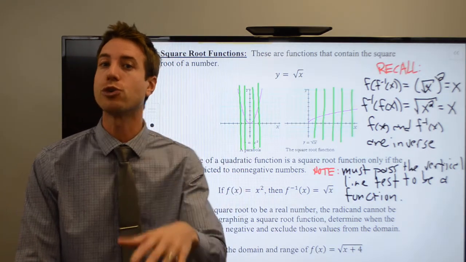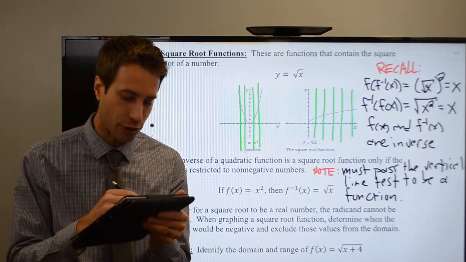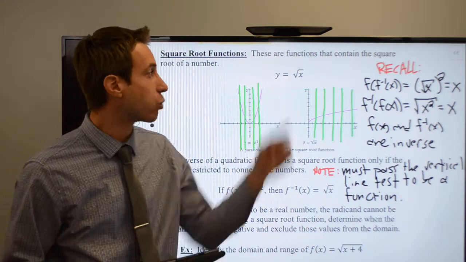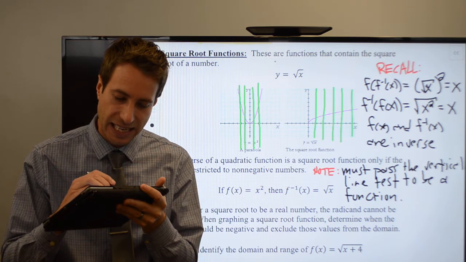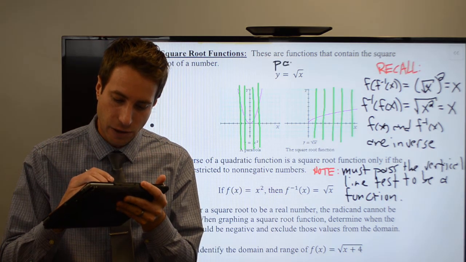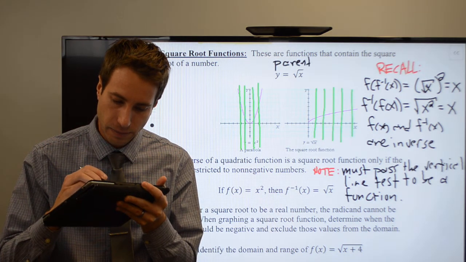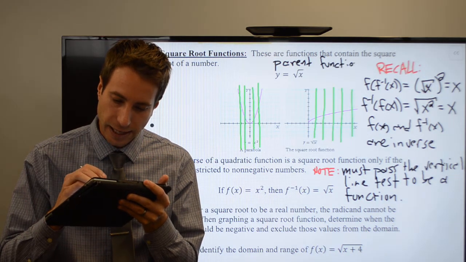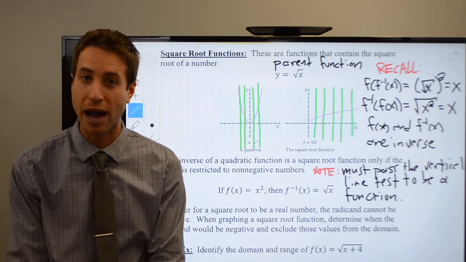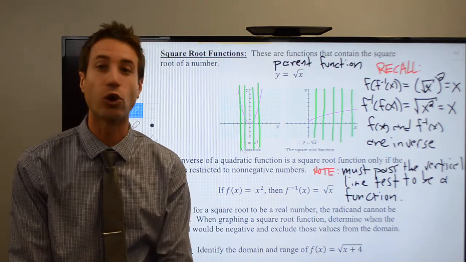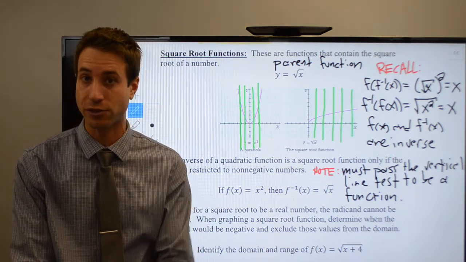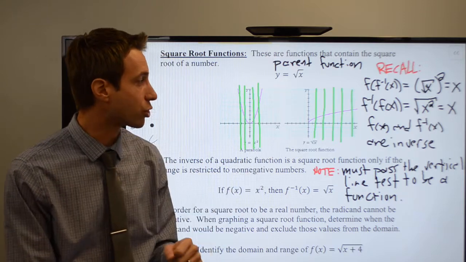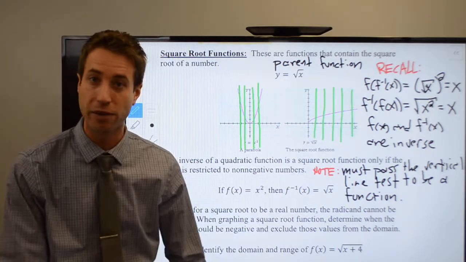Now, one quick note, you should recognize this from all the way back in chapter 2. What that means is y equals the square root of x is our parent function. That's right. Here in this section, when we deal with graphing, we are going to look at transformations of graphs. So, y equals the square root of x is your parent function.